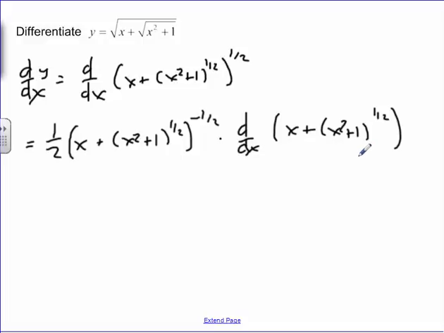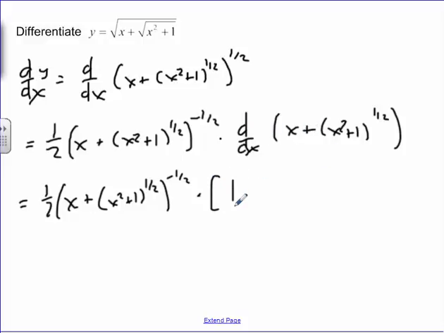Oh boy, this is where sometimes you need a lot of room. I just said that on the previous slide. So I am rewriting the 1/2, the x plus the x squared plus 1 to the 1/2, all to the minus 1/2. And every step, I'm going to have to rewrite that, by the way. It's going to stink. Okay, now I have to take the derivative of this guy. Well, this really means take the derivative of two different things individually. I have to take the derivative of x, which is 1.